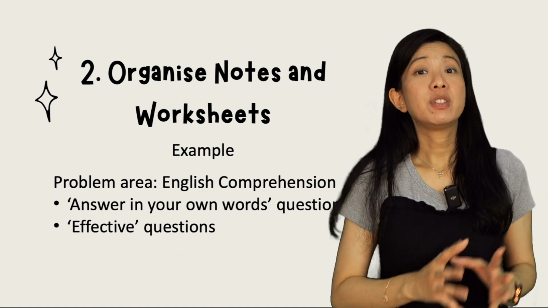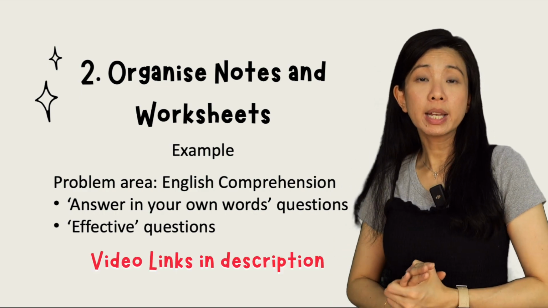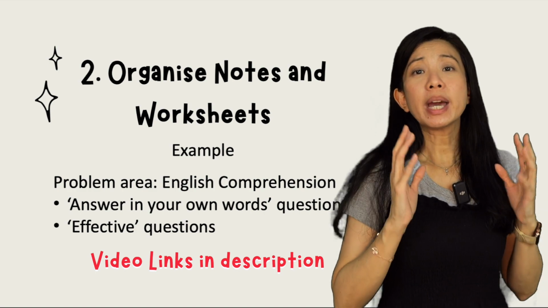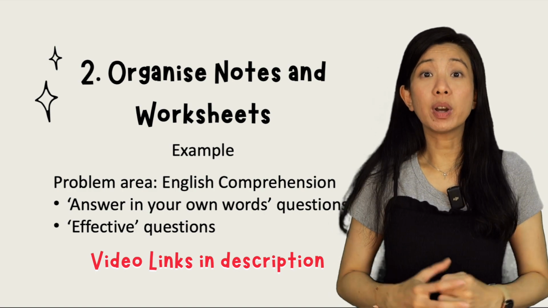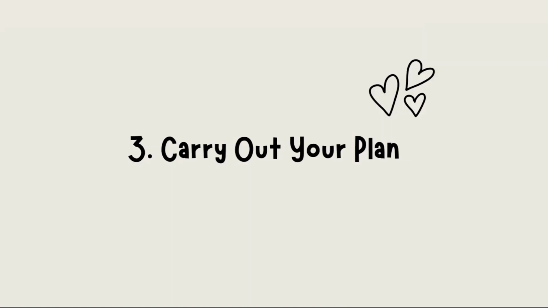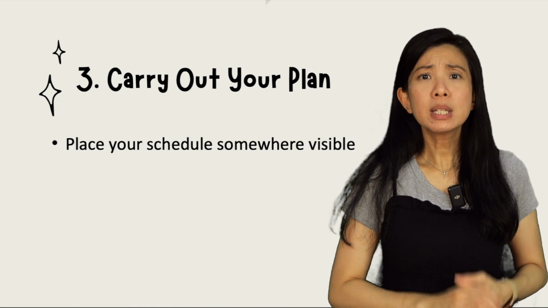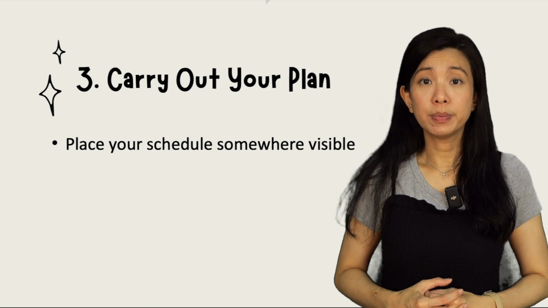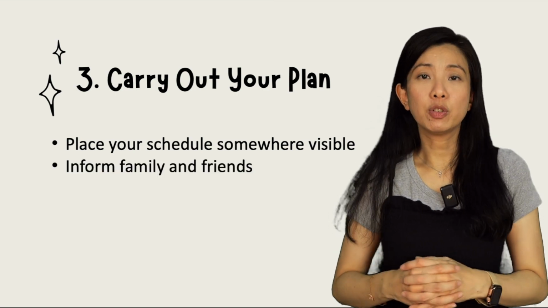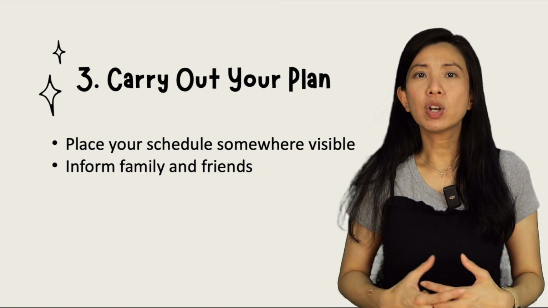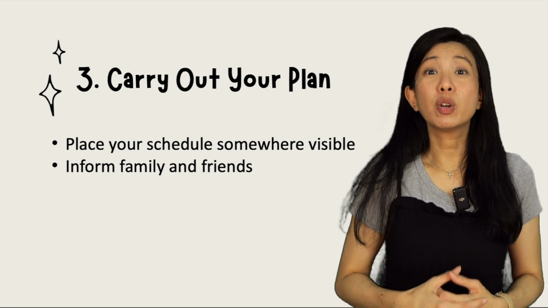Okay, so now that we have devised the study plan, organized our notes and worksheets, and identified the areas that we need to focus on, we can now carry out our plan. What you need to do is to place your schedule somewhere visible or somewhere that's very accessible to you. Make sure to inform your family and your friends so that they will take note and not disturb or interrupt you during your revision.